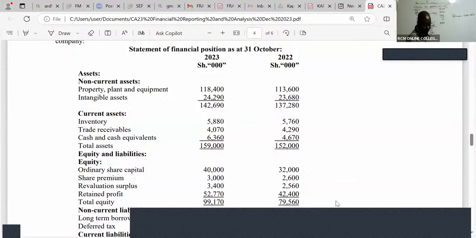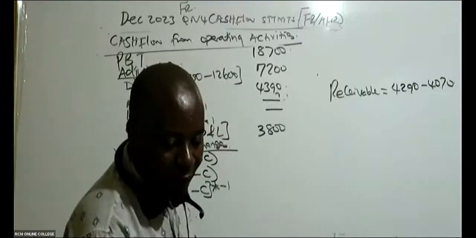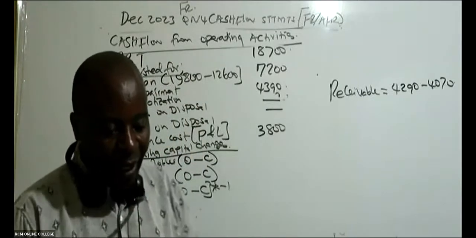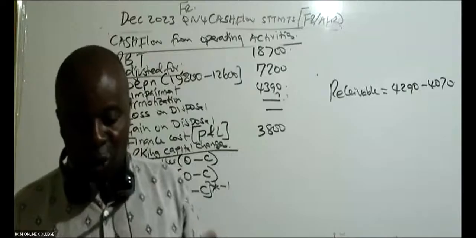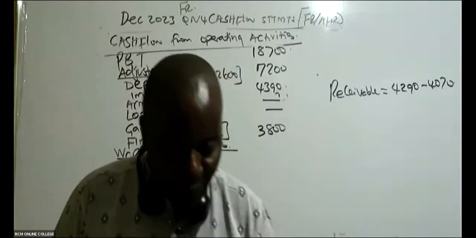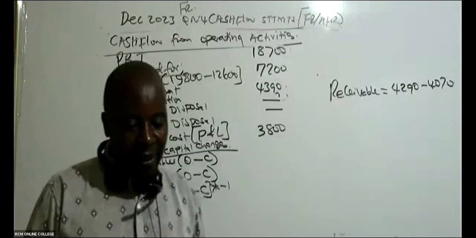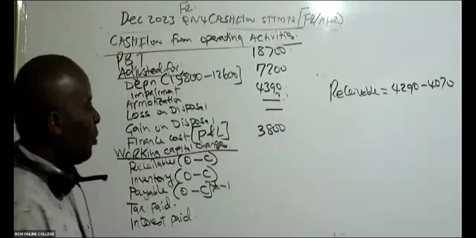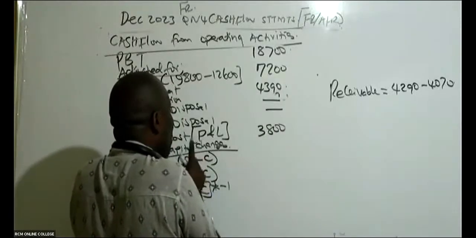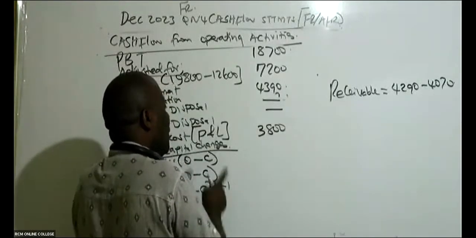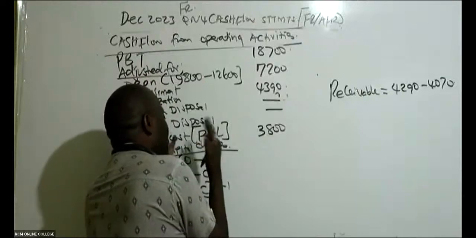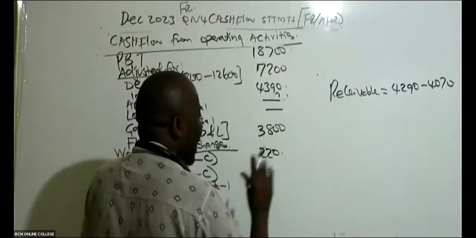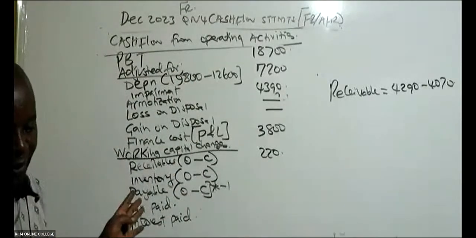Working capital change, what do we have there? Is it minus 220 or positive 220? It is positive, isn't it? So remember, when you use this concept of O minus C, you shall not be making an argument that receivables have increased. No, no. If you get positive, you write positive. As simple as that. 220 positive.